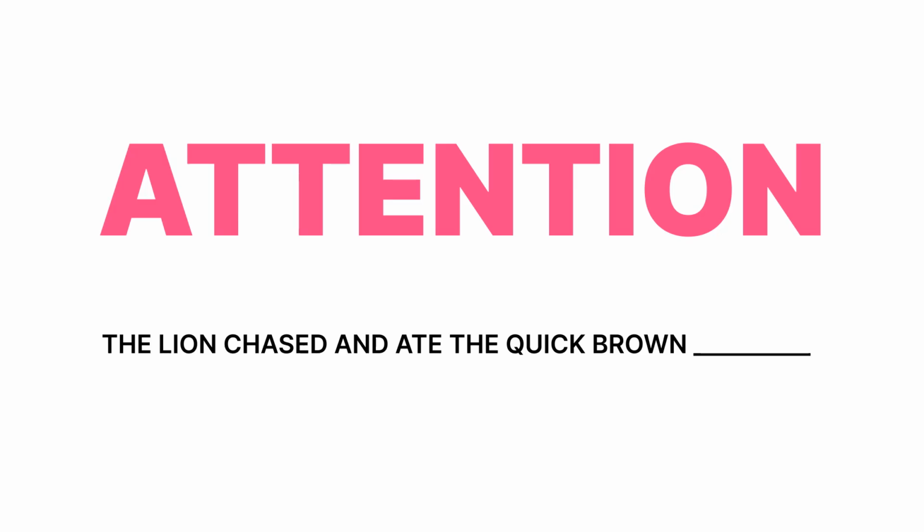So let's say I have a sentence: "The lion chased and ate the quick brown..." To predict the next word, I will have to pay attention to the words lion, quick, and brown, which should lead me to the conclusion that it is some speedy brown animal which is preyed on by a lion. This should make me predict something like a deer.